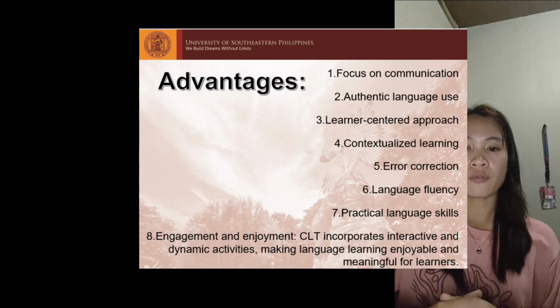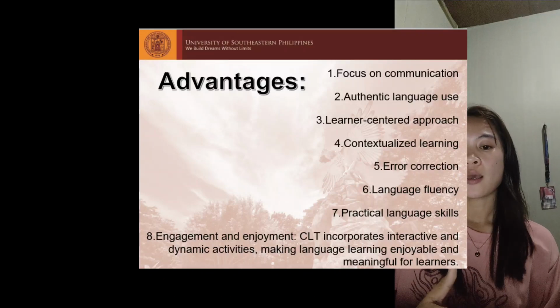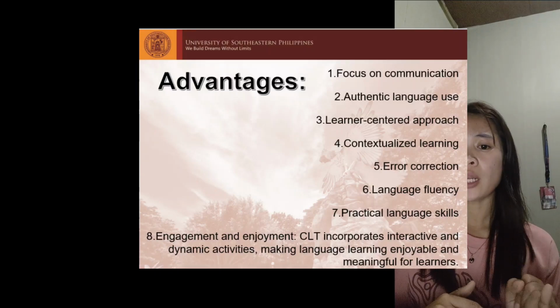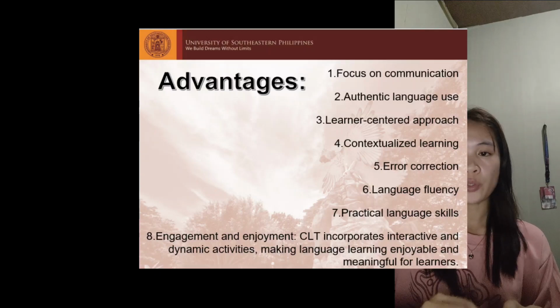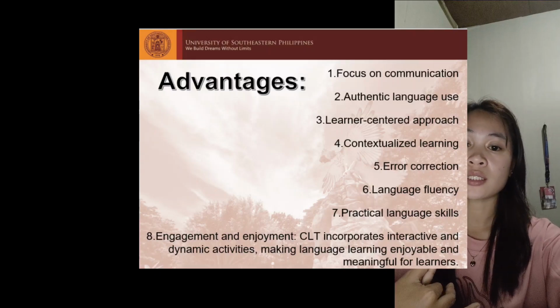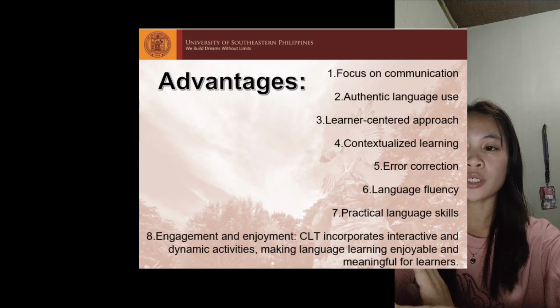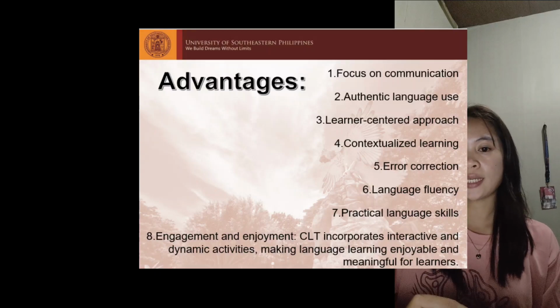So now let's move on to the advantages of CLT. There are a lot of advantages under CLT, but I'll be mentioning some. Okay, number one, CLT focuses on communication. Since CLT emphasizes real life communication, it enables our learners to develop the practical use of the language skills.